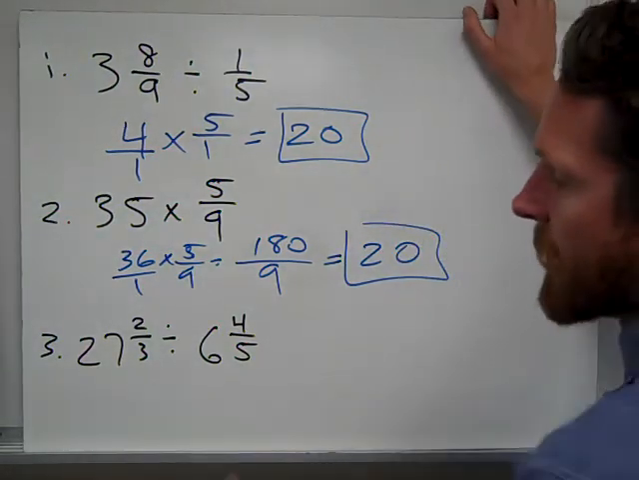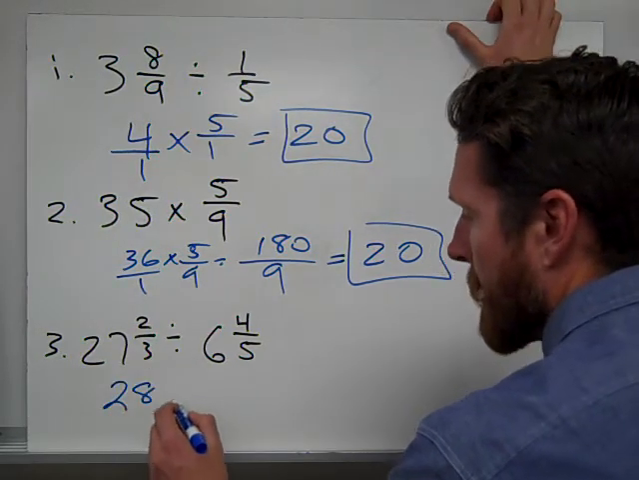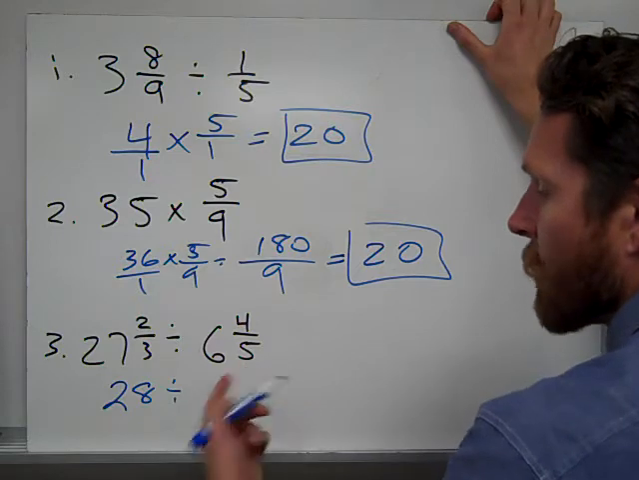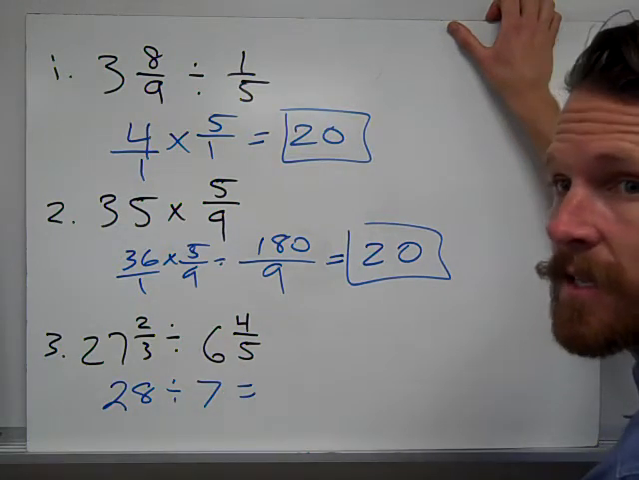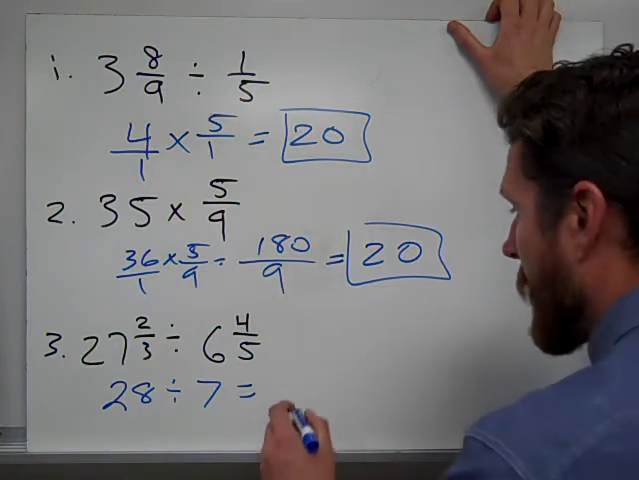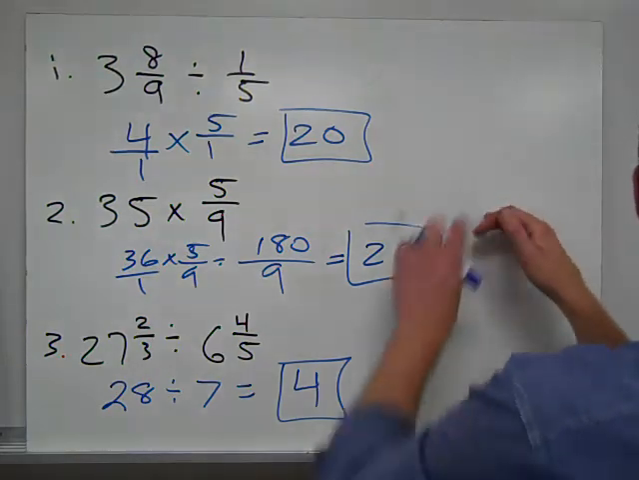We're going to round on this one. It's 27 2/3, which is close to 28. Divided by 6 4/5, which is close to 7. And so if I have 7, 7 times 4 is 28. So my answer is 4.